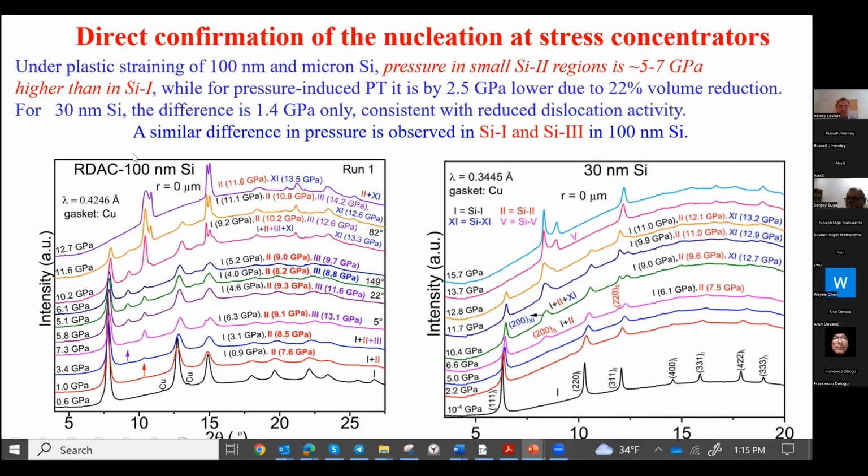And a similar large pressure increase during phase transition, we observe also for phase transition from silicon 1 to silicon 3. You see here 4.6 and 11.6, a difference of 7 GPa. So this is very strong support for the dislocation pileup based mechanism.